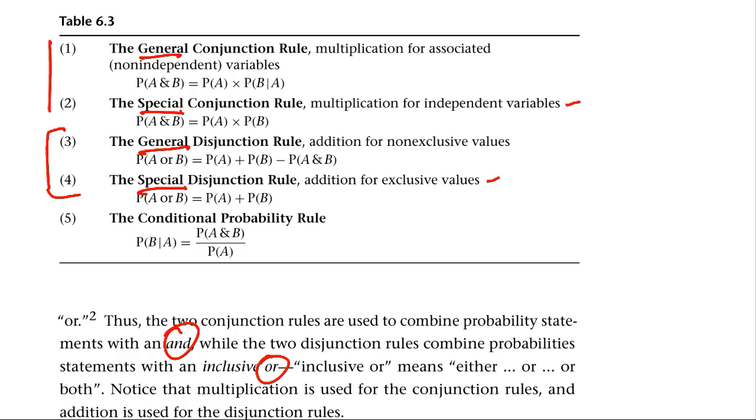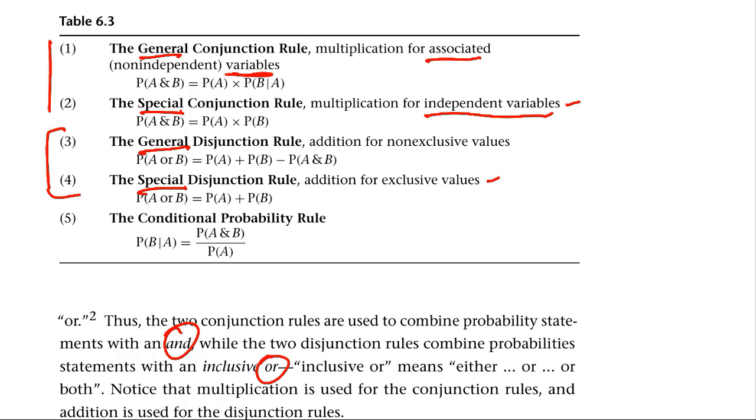Okay, and then just quickly, for the conjunction rules, what determines whether or not we should use the general or the special conjunction rule is whether or not the variables, here we're talking about variables, not values, are associated or independent. That's explained in chapter 5. You might recall the easiest way, or at least an easy way to tell if the variables are associated or independent is to look at a diagram of the population.